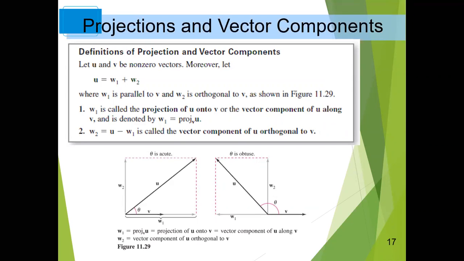It could be greater than 90 degrees, okay? And by the way, W1 gets a special notation. I don't know if you can see that little V down there, but basically what we're writing here is W1 is the proj, which is the projection of U onto V. V goes down there because you're almost thinking of V as receiving the projection down from U, yeah? Okay, so W1 is called the projection of U onto V.